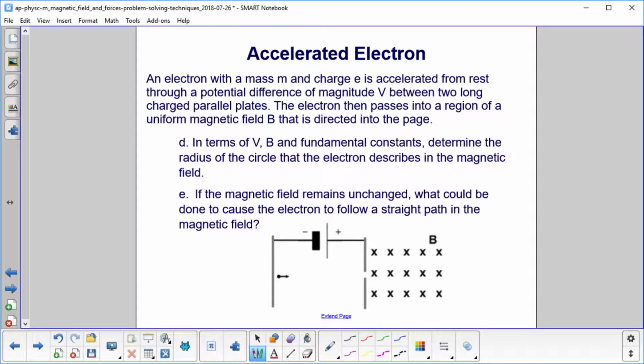Once again, in terms of V, B, and fundamental constants, determine the radius of the circle that the electron describes in the magnetic field. So we've just told you the shape. Oh well. If the magnetic field remains unchanged, what could be done to cause the electron to follow a straight path in the magnetic field?